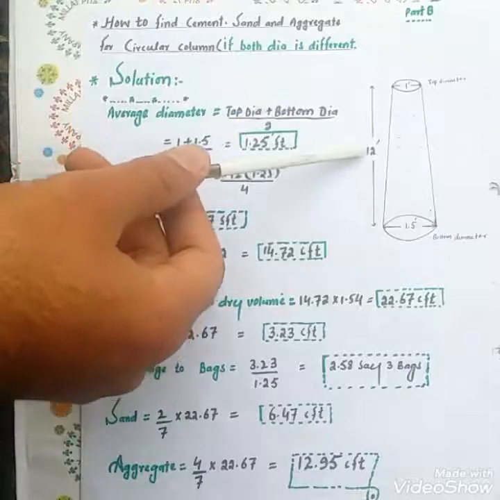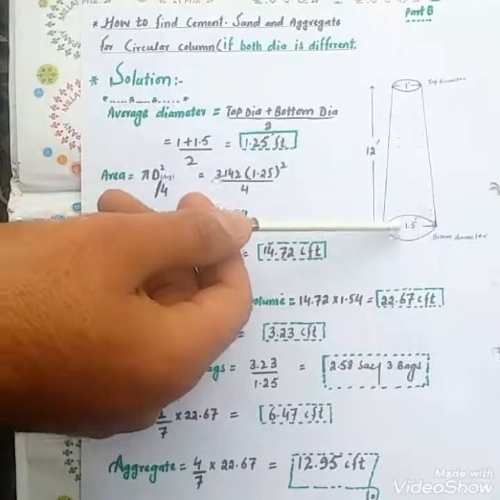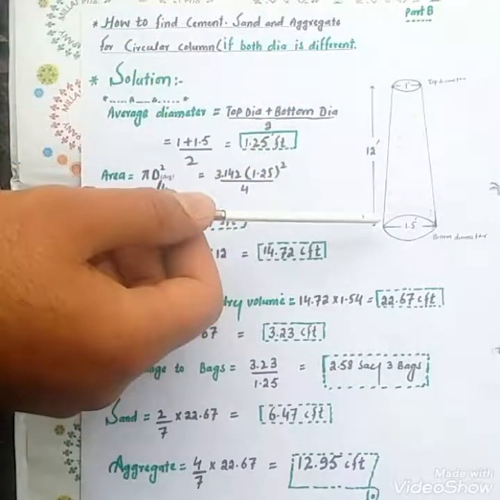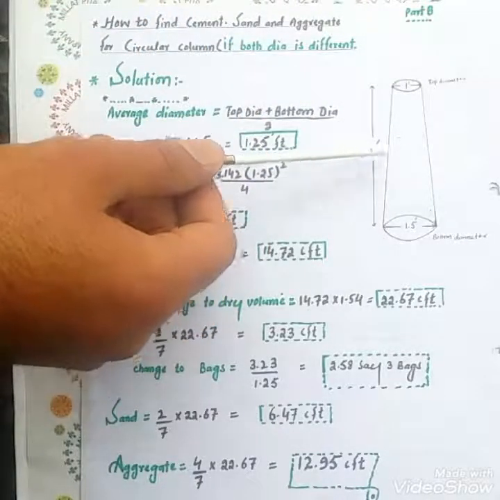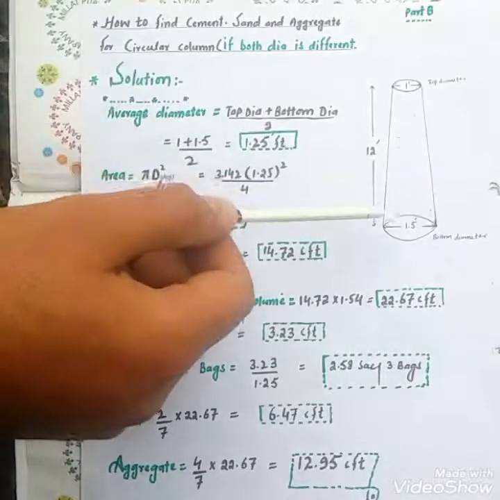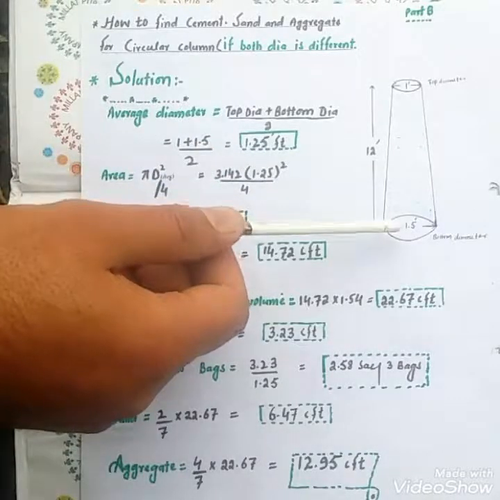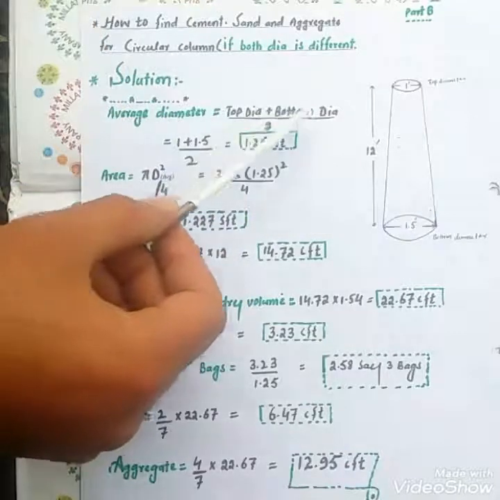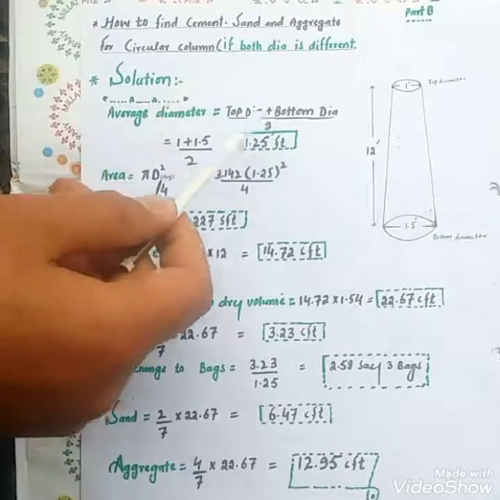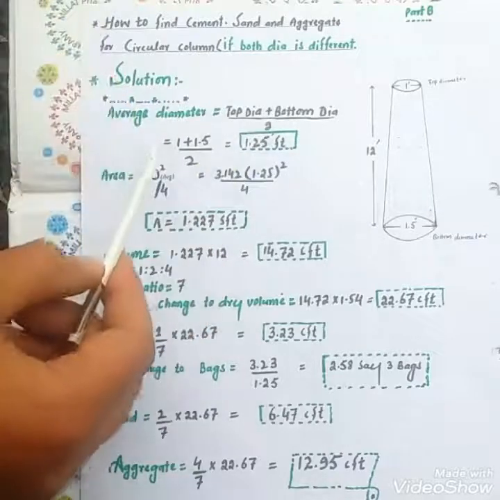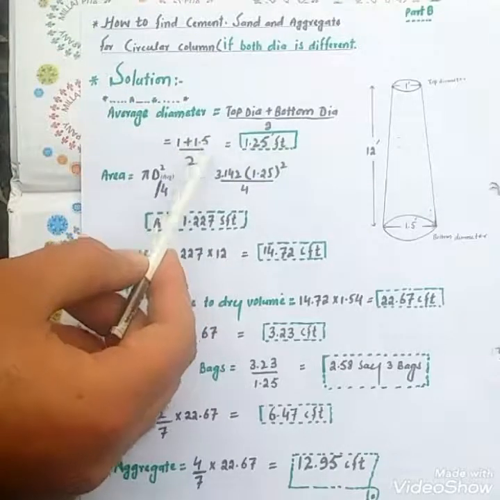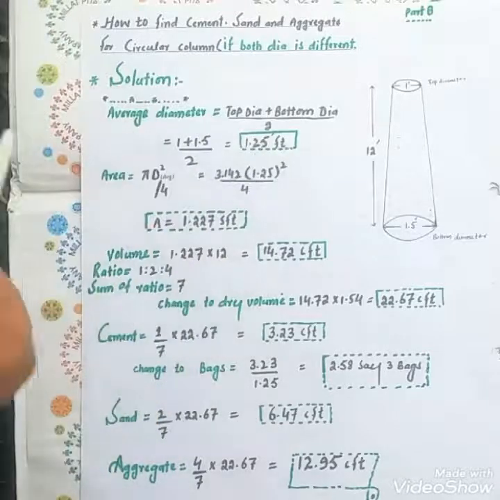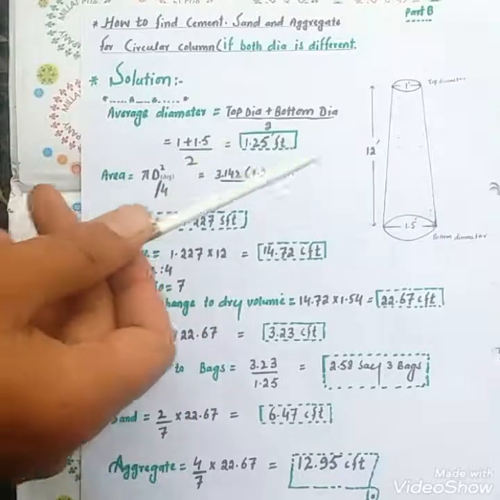For example, this is a column. The bottom diameter is 1.5 feet and the top diameter is 1 foot, and the height of the column is 12 feet. First of all, we need to find the average diameter of this column. Top diameter plus bottom diameter divided by 2 is equal to (1 + 1.5) / 2, which is equal to 1.25 feet.